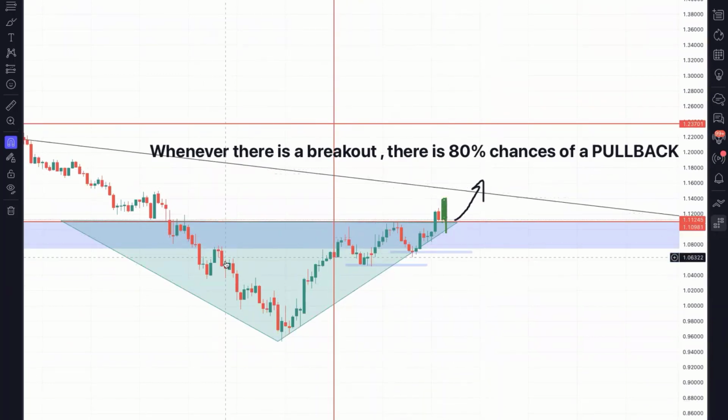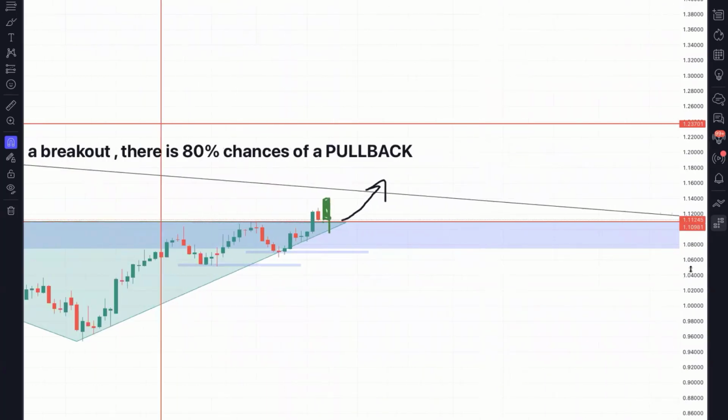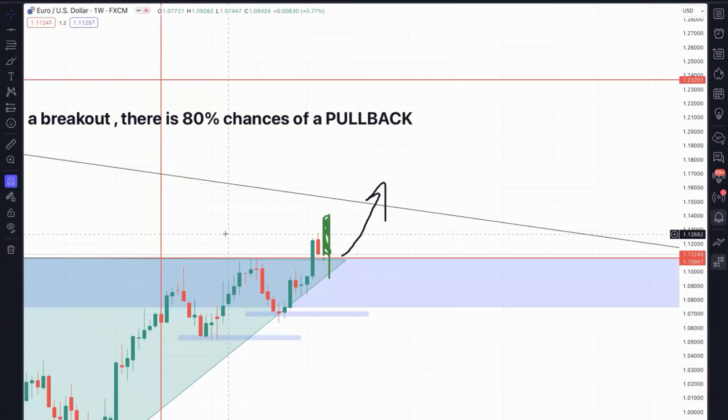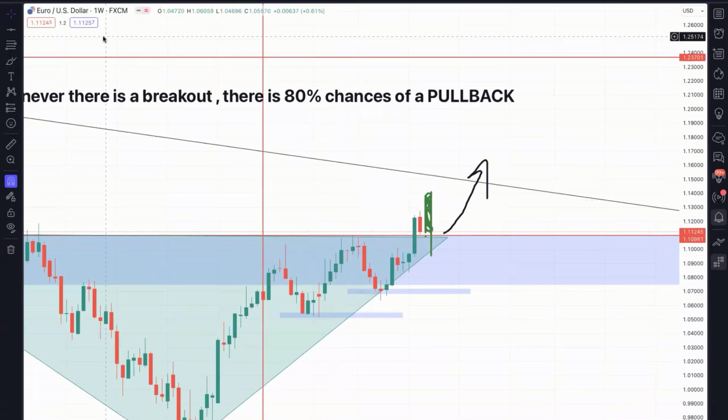So back to this place now. We've seen what this breakout happens. We've seen the 80% to 30 to 50% pullback. So this is what I'm expecting next week. We've seen a breakout, a pullback. What next is a move to the upside.